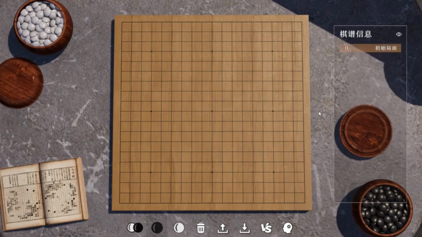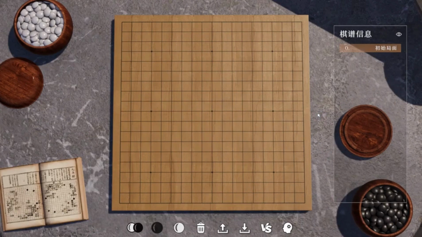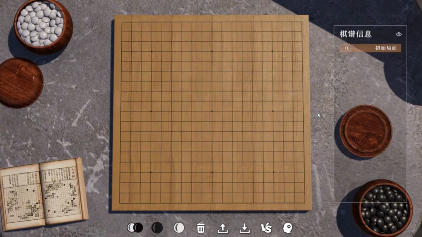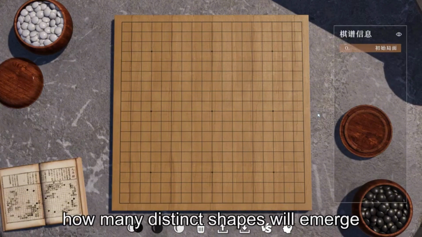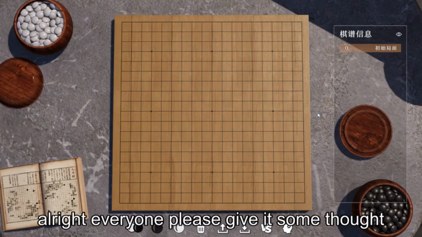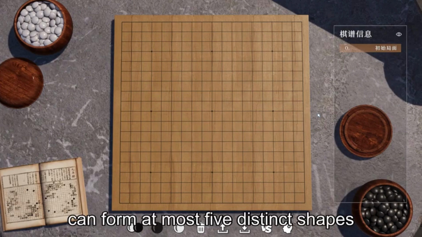Next, we can conduct an interesting experiment, using 4 connected stones to form different shapes. How many distinct shapes will emerge? Alright everyone, please give it some thought. Solution 5. With 4 connected stones, one can form at most 5 distinct shapes.